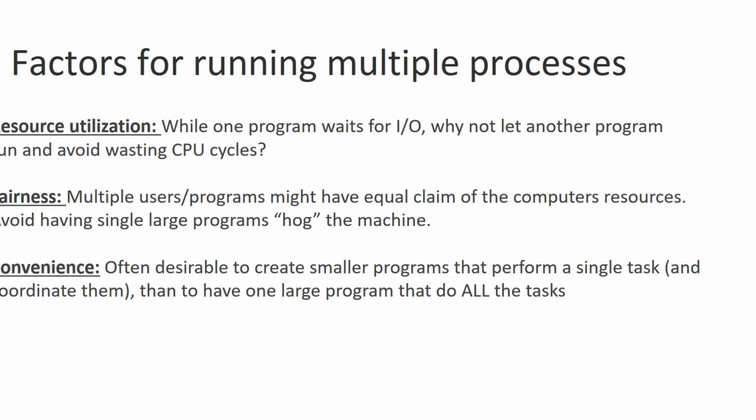Fairness: multiple users or programs might have an equal claim on computer resources. In that case, we have to avoid having a single large program hog the machine, so you have to give resources to other processes as well.